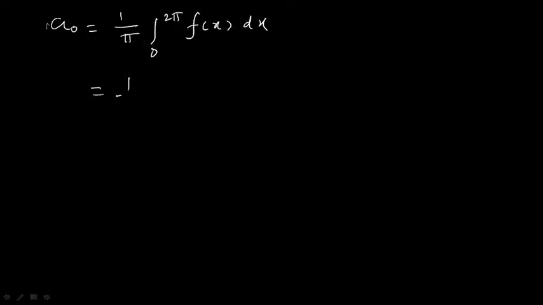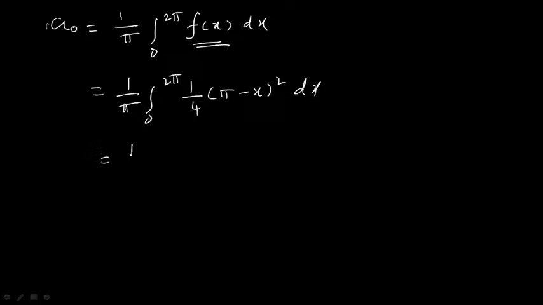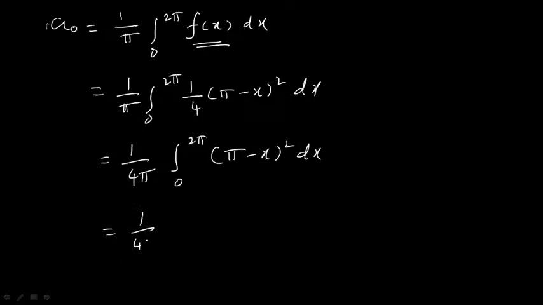So what is the given function? The function given in our problem is f of x is equal to 1 divided by 4 (pi minus x) the whole square dx. So 1 by 4 is a constant, so take it outside of the integration. So 1 divided by 4 pi integral 0 to 2 pi (pi minus x) the whole square dx.